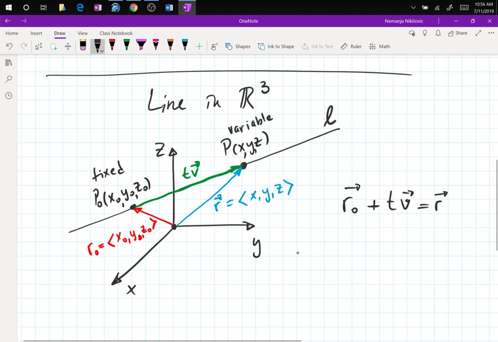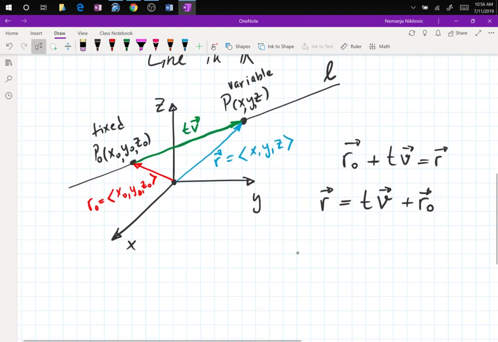Now, if I rearrange this equation and write it as R equals VT plus R0. I'm going to put the vector first and then the T later. I just rewrote it, so it's the same equation, I just rearranged the terms. Doesn't this remind you of y equals mx plus b?